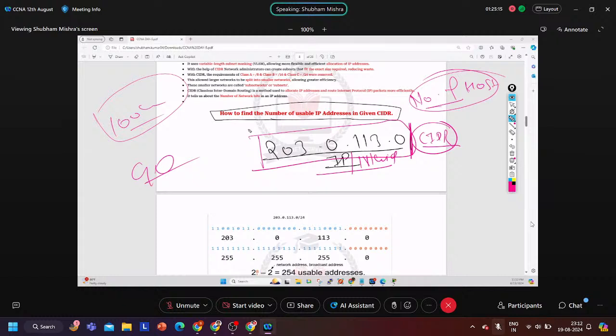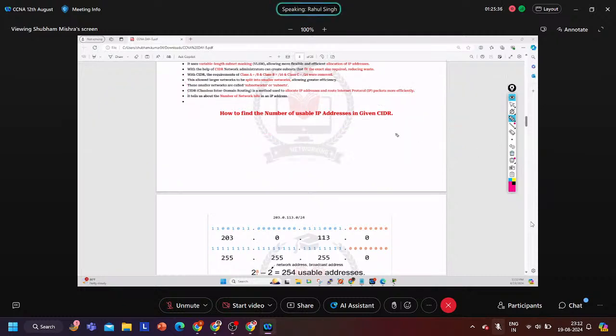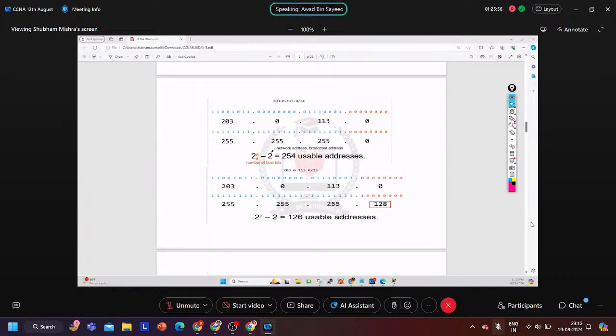Let's suppose you have a CIDR value of /24, /25, /26. With the help of that CIDR value, you can work out how many hosts you can assign IP addresses to, or say the number of hosts. This is the motive of this question. By the help of the CIDR value, you have to calculate the number of hosts, which means the devices to whom you can assign a valid IP address. Clear, everyone?